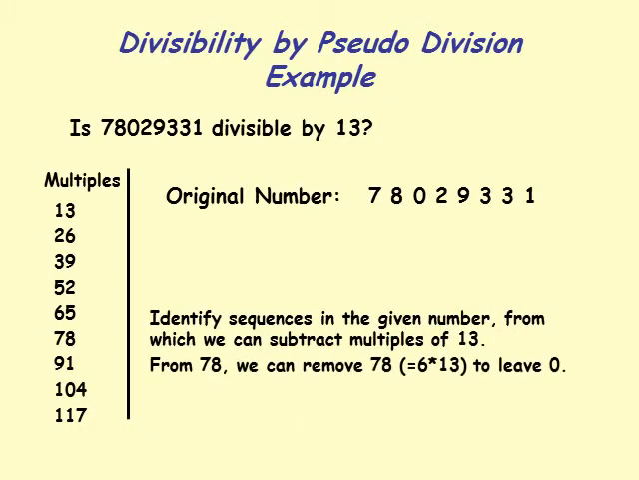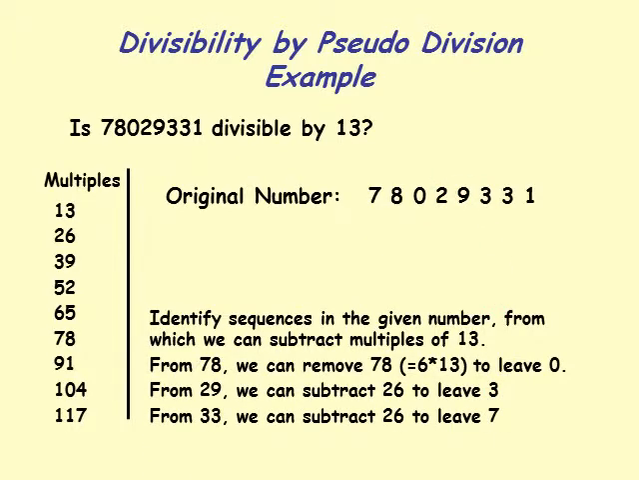First, there's 78 here. I can subtract 78, 6 times 13, to leave 0 there. Next, the sequence 29. I can subtract 13 twice, so we can subtract 26 to leave a 3 there. In 29, we will have a 0, 3 here. From 33 next, we can subtract 26 to leave 7. So after we did that, 78 became zeros, 29 became 0, 3, and 33 became 07.